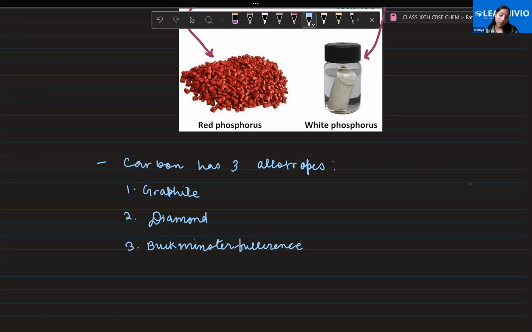All right. So these are the three allotropes of carbon: graphite, diamond, and Buckminster fullerenes. It's a big name, so you can break it down and then remember it. But we'll go into the details in the next class. Do you have another class? No. Okay, I do, so I'll have to go.